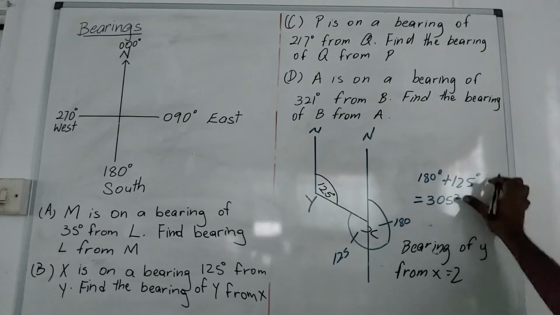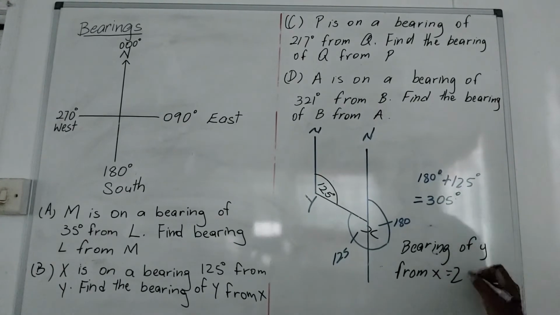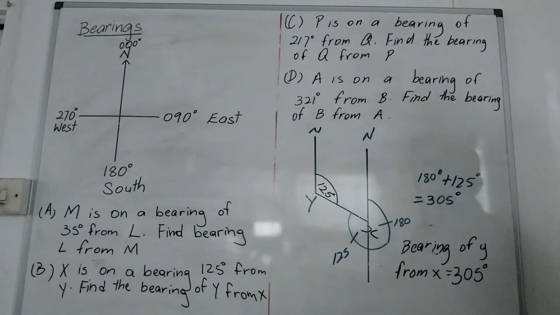Am I writing it correctly? The bearing of Y from X is 305 degrees.